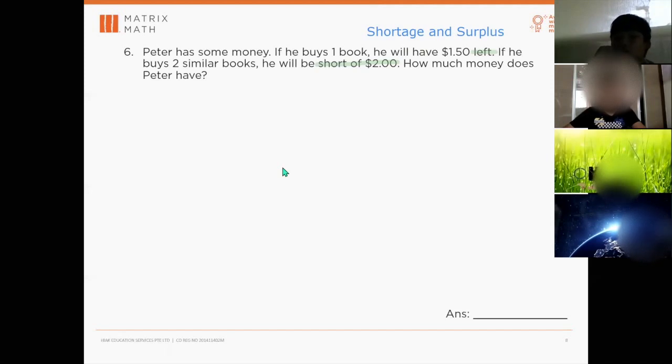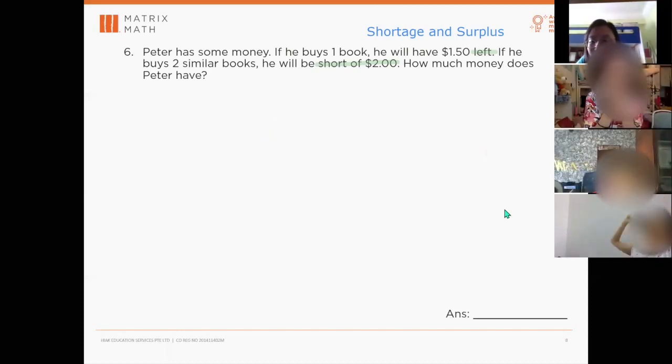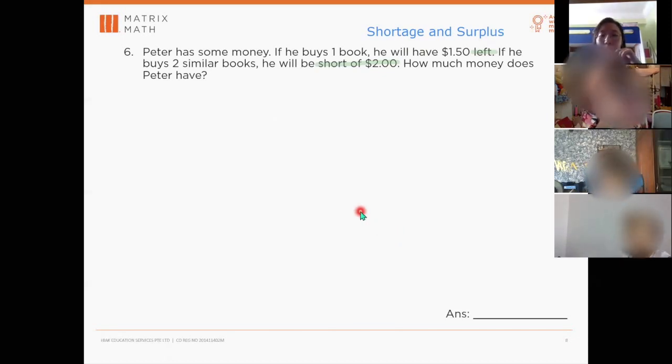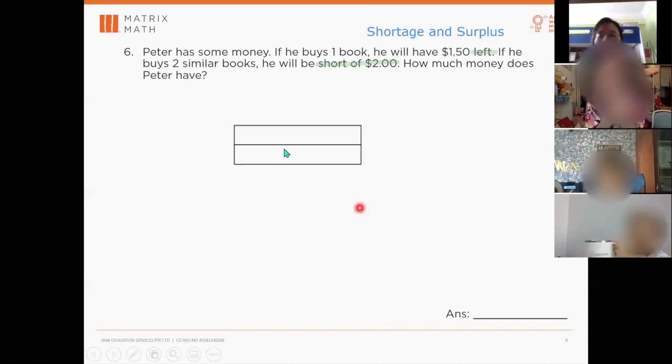Peter is the one buying the book, right? Peter's money. Who said that? Imran. Okay, Imran, you said Peter's money, and yes, Imran is right. Peter's money is unchanged in the two scenarios. Agree with that? Okay, so I will draw two models with the same size. These two models with the same size represent Peter's money.